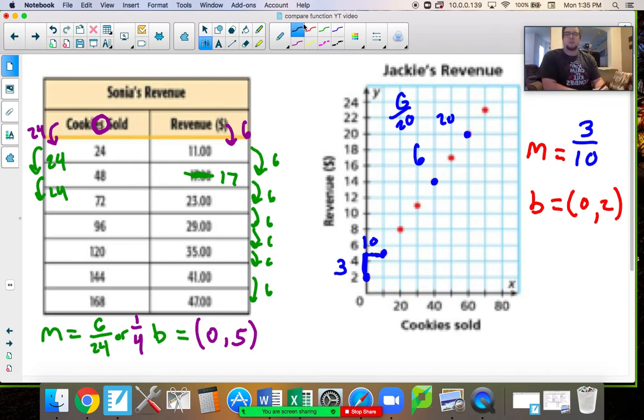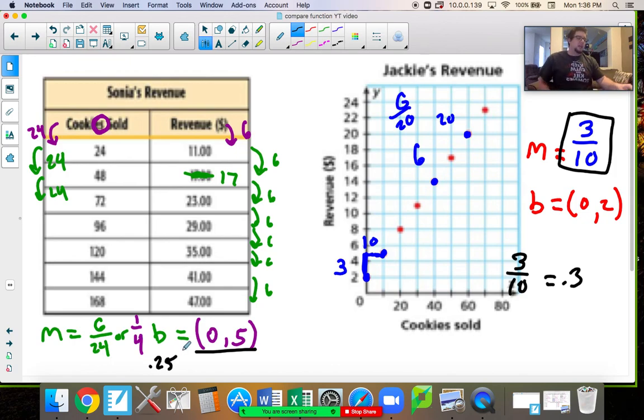Now let's compare and contrast. So Sonia started with more, but Jackie is earning more every day. So 3/10 is 0.3, while 1/4 is 0.25. So Jackie is getting 30 cents a cookie, while Sonia's only getting 25 cents a cookie. But Sonia did start off with more money at the beginning of our exercise.